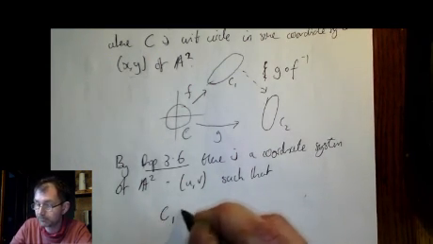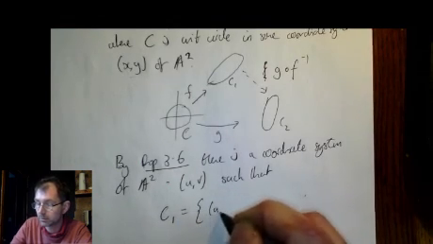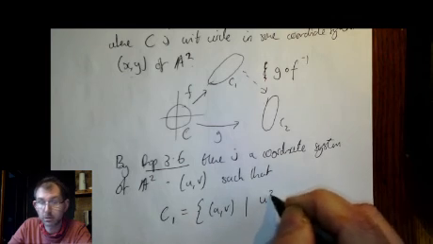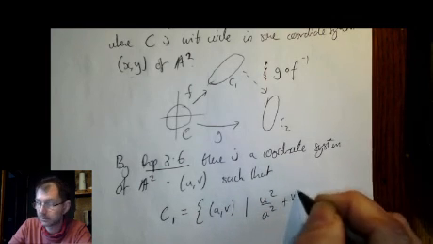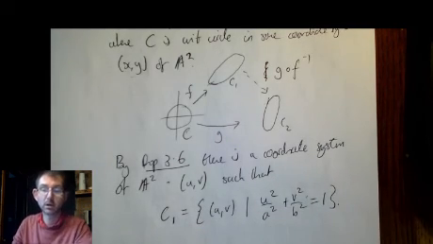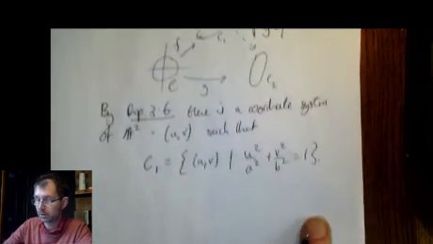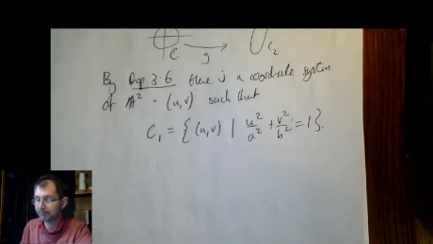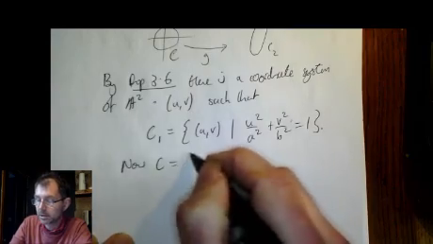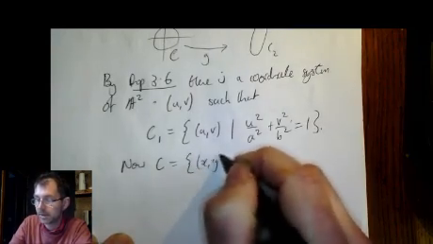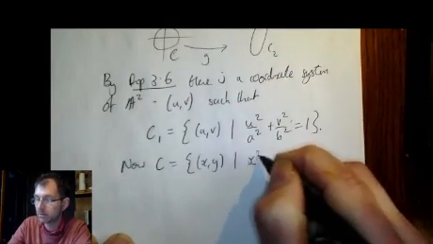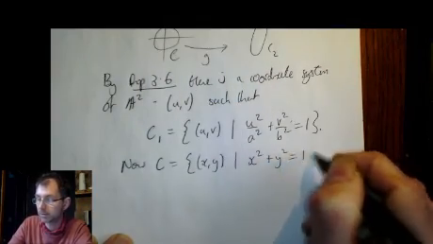C1 will be equal to the set of (u, v) such that u squared over a squared plus v squared over b squared is equal to 1. Now that's one thing that we did earlier on. Now we also have that C is the set of (x, y), so just going back to this unit circle, such that x squared plus y squared is 1.